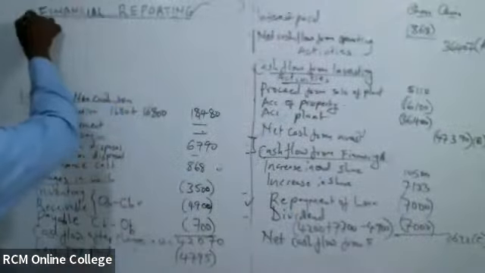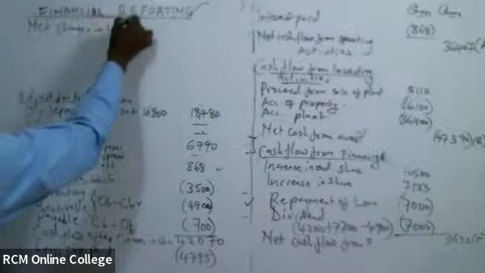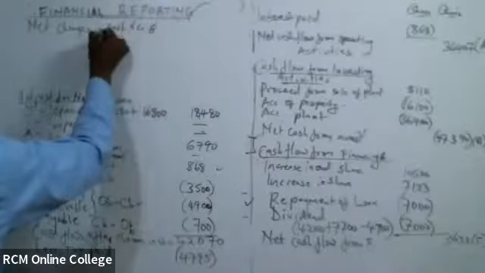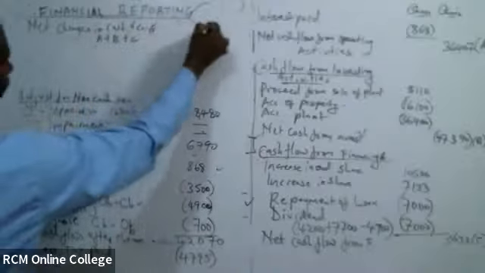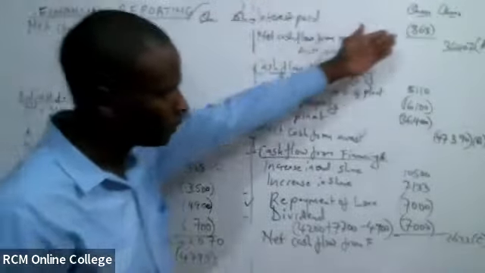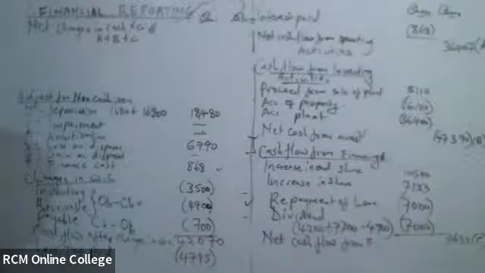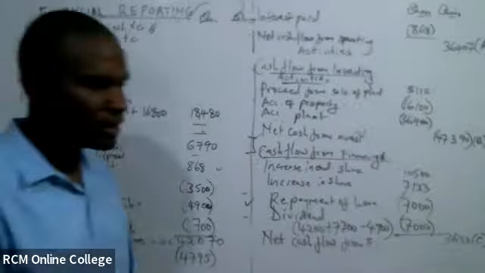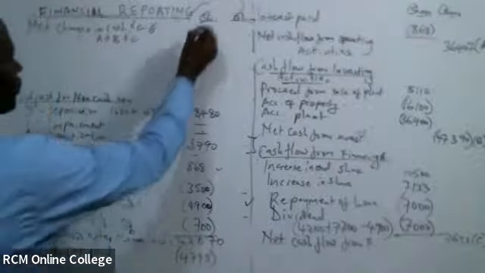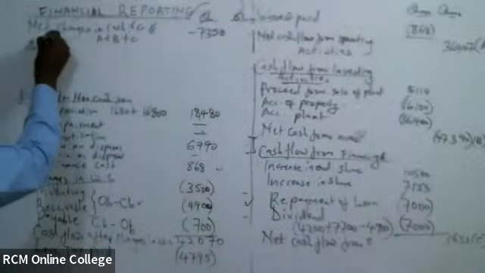So you come here and have net changes in cash and cash equivalent. Sasa hiyo ni A plus B plus C. Haya, tupate pale A plus B plus C ni ngapi? Of course, my B is negative. Lazima we include hiyo. Unapata ngapi? A plus B plus C ni ngapi? 7350. Negative 7350.